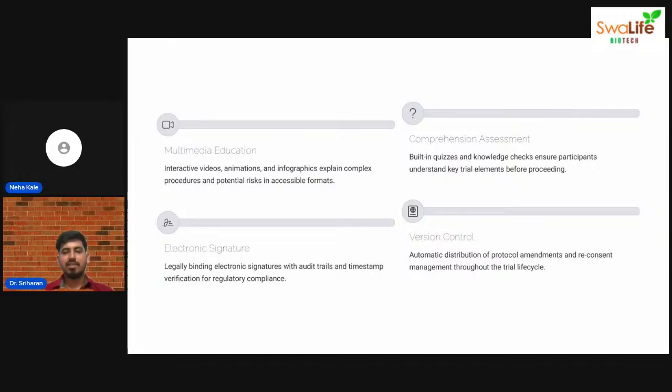And version control is this: if our protocol has any changes or any deviation takes place, we want to resend the consent form to the patient, and we also want to get the form back to our research database team. So version control is also a main thing.